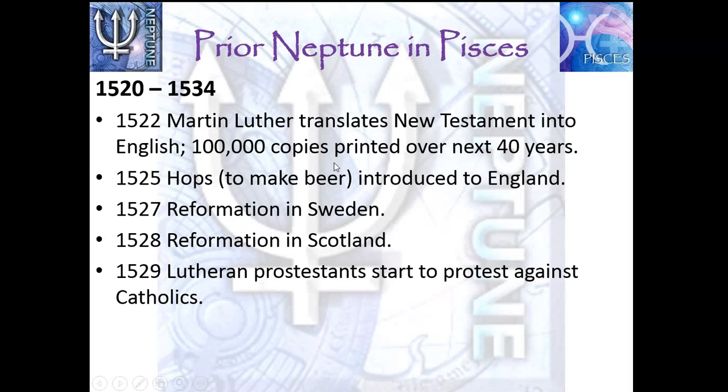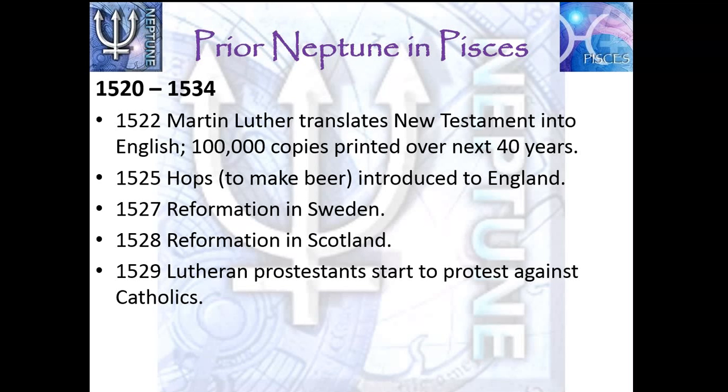And over the next 40 years, all the way through that Neptune in Pisces, over 100,000 copies of the New Testament were printed in English so that people could read the Bible for themselves. This was the early introduction to the Puritan movement as well. Another little tidbit for you, hops. The plant hops grows as a big vine every year. It was introduced to England in 1525, and hops is one of the most well-known plants for making beer.